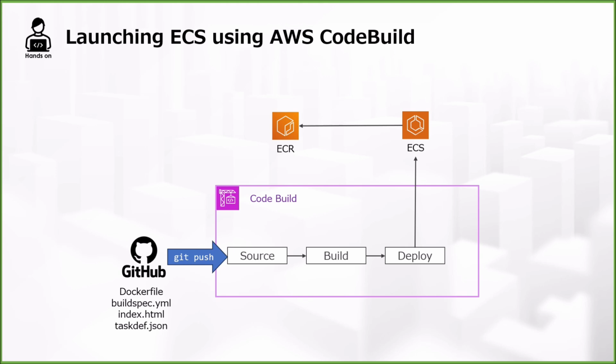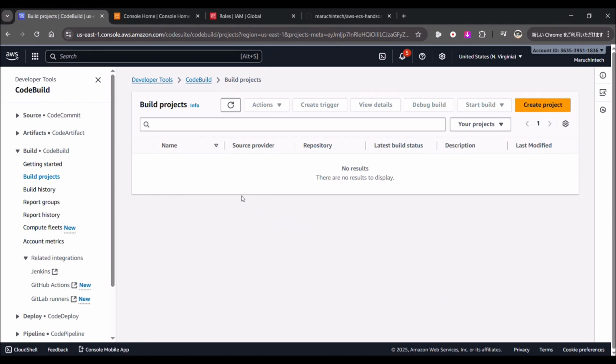And we will experience the entire flow and prepare a GitHub repository and use the build spec and the Docker file in that repository to automatically build a Docker image and push the image to ECR and deploy the service to ECS. Now first, as preparation, let's create the IAM role.